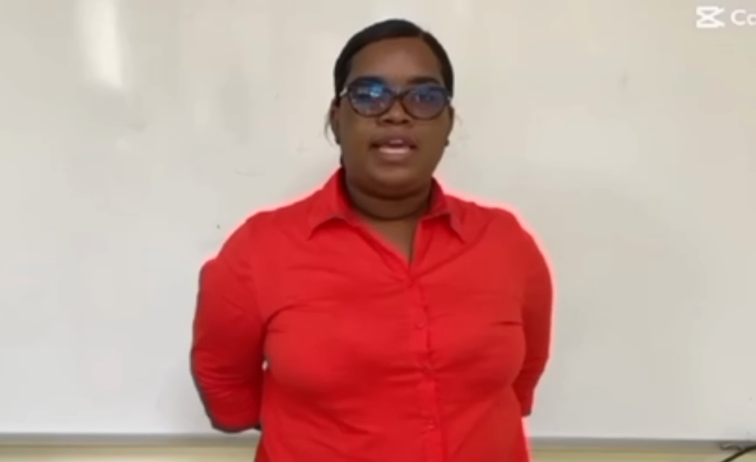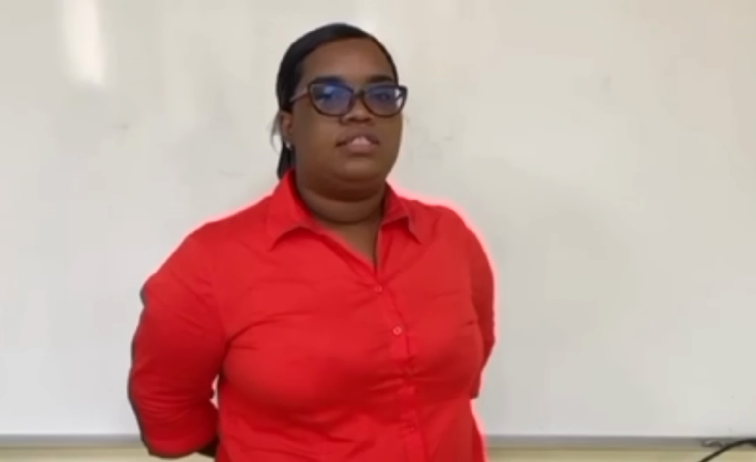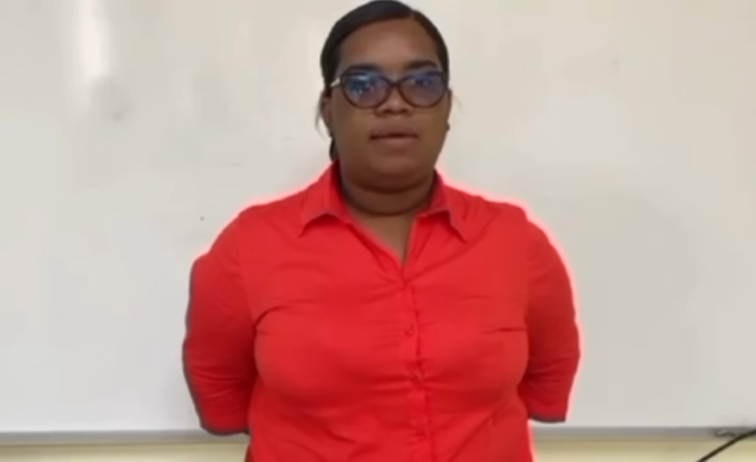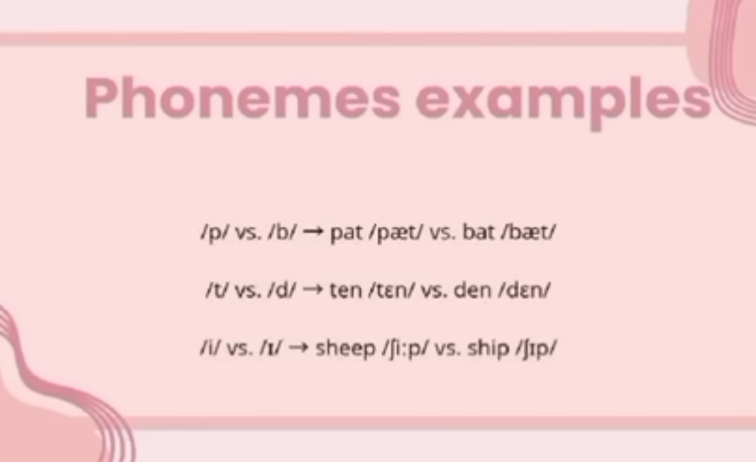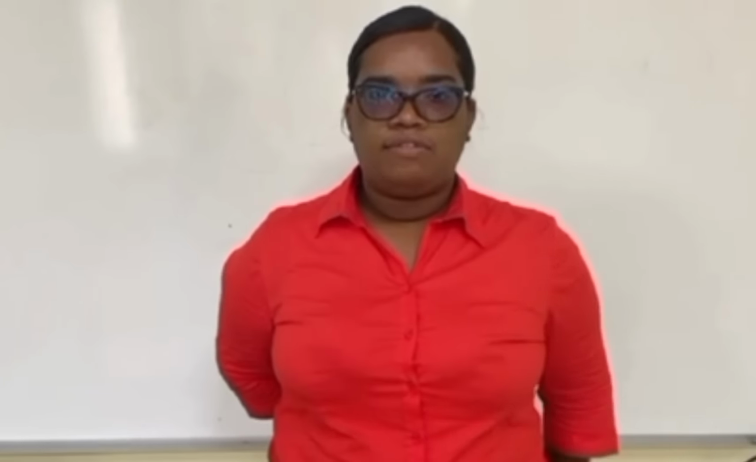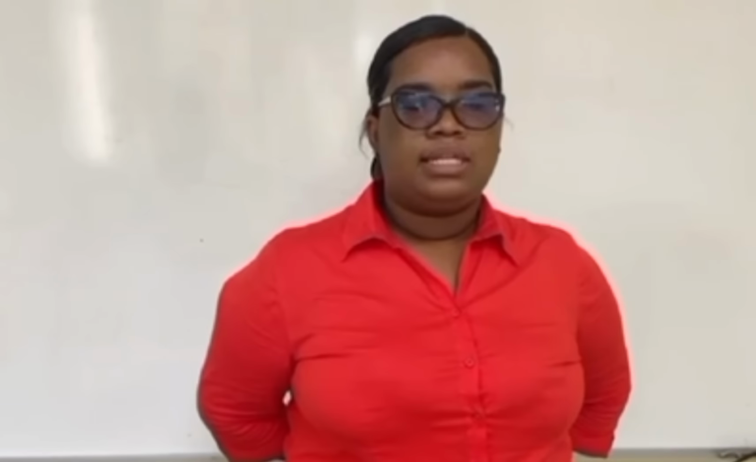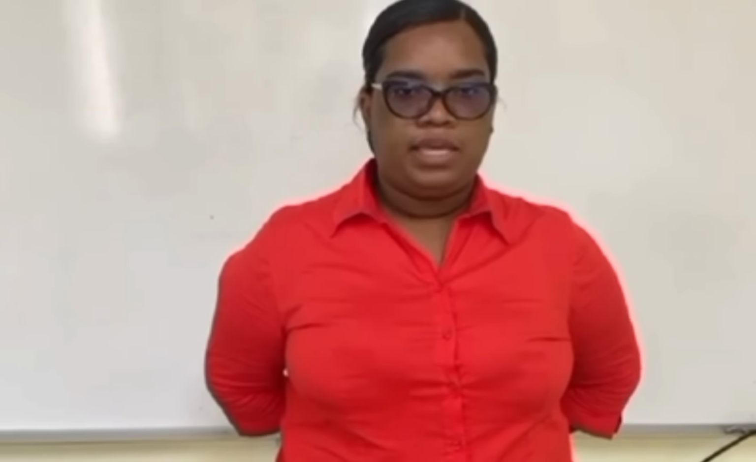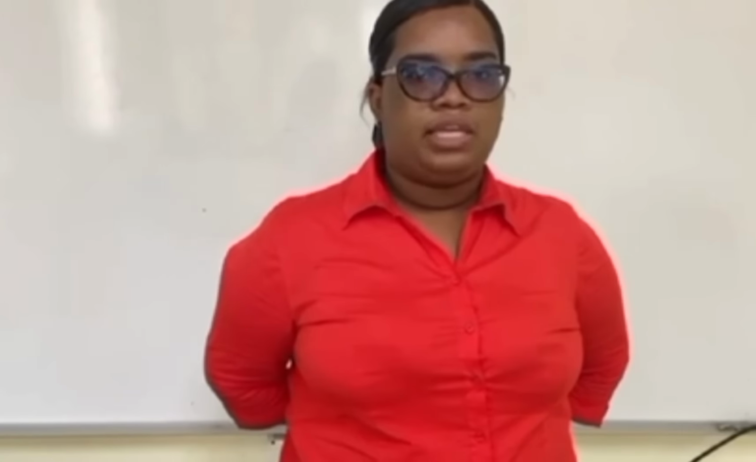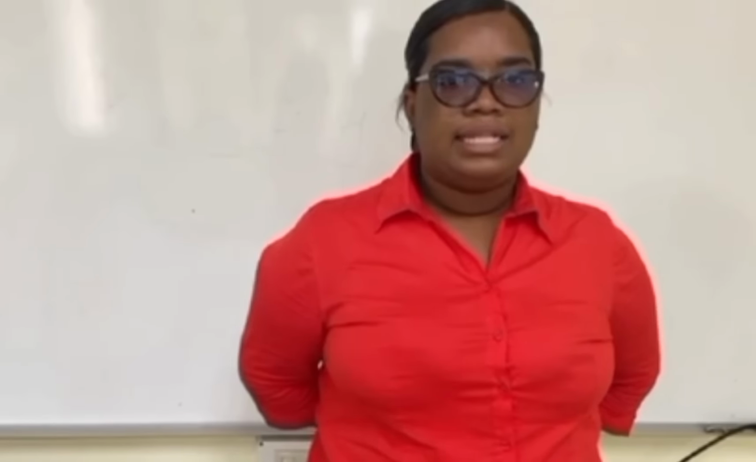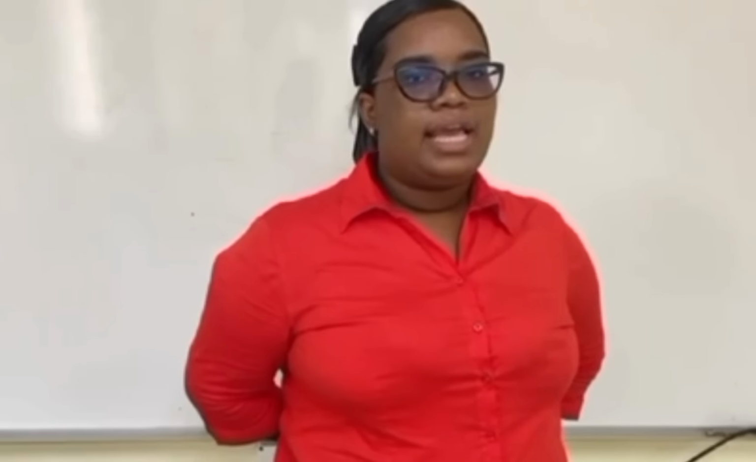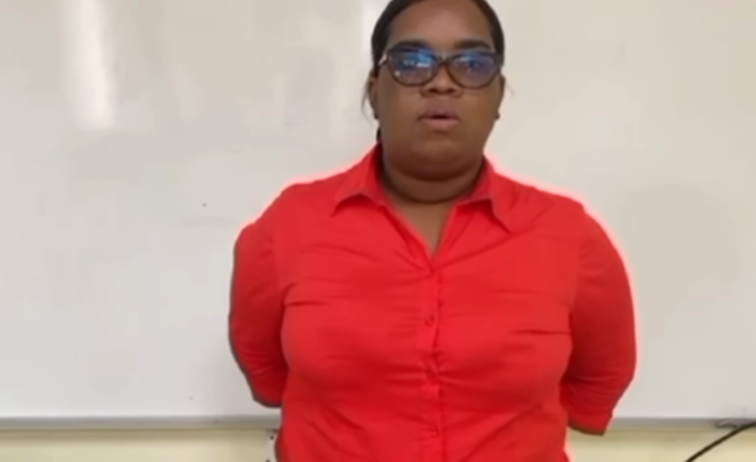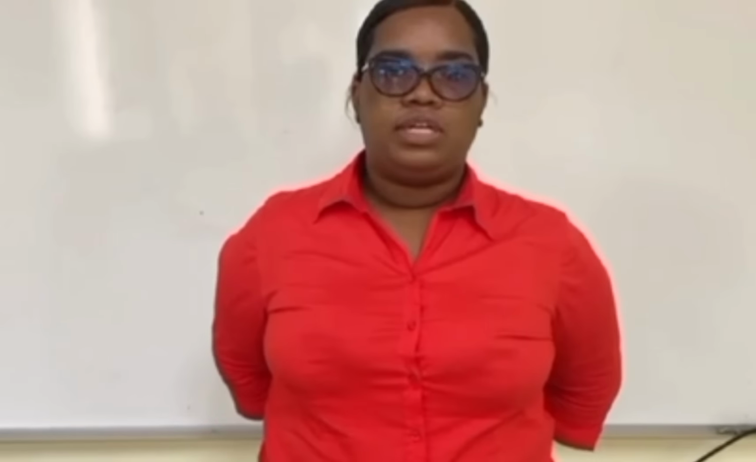Hello, today I will explain what phoneme and allophone are in English. So, what is a phoneme? A phoneme is the smallest unit of sound in a language that can change the meaning of a word. What is an allophone? An allophone is a variation of a phoneme that does not change the meaning of a word. For example, in English, the P in pin and spin sounds different. In pin it is aspirated, and in spin it is not, but they are still the same phoneme. In conclusion, phonemes change the meaning of words, while allophones are just variations of the same phoneme.